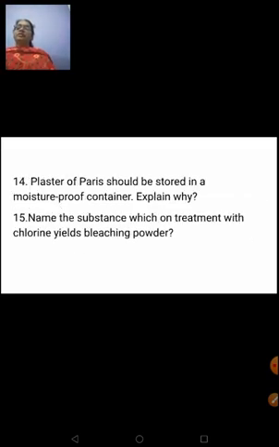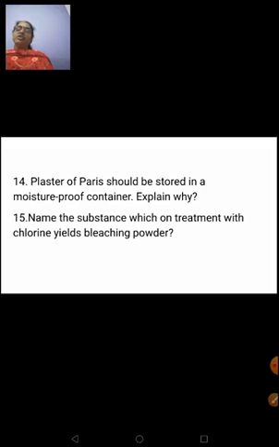Next, plaster of Paris should be stored in a moisture proof container. Explain why. See, if plaster of Paris is exposed to moisture, what will happen? The time that it takes for the setting of plaster will take a longer period because of the hydration, because of water particles present in it, and this will affect the quality of plaster of Paris, and then it will become useless. Okay, that is the reason that it should be stored in a moisture proof container.